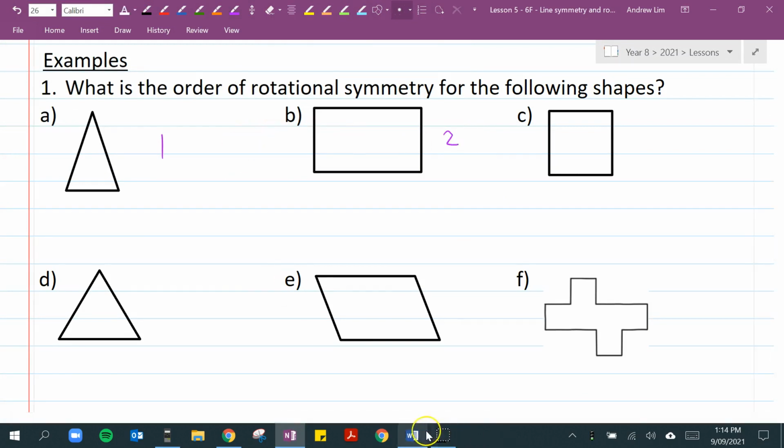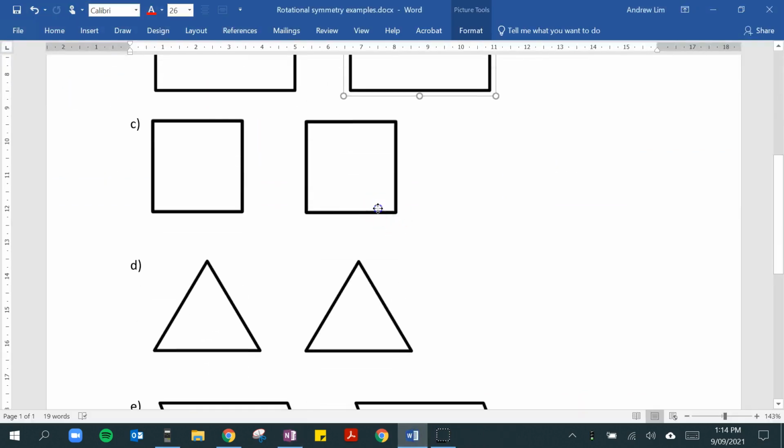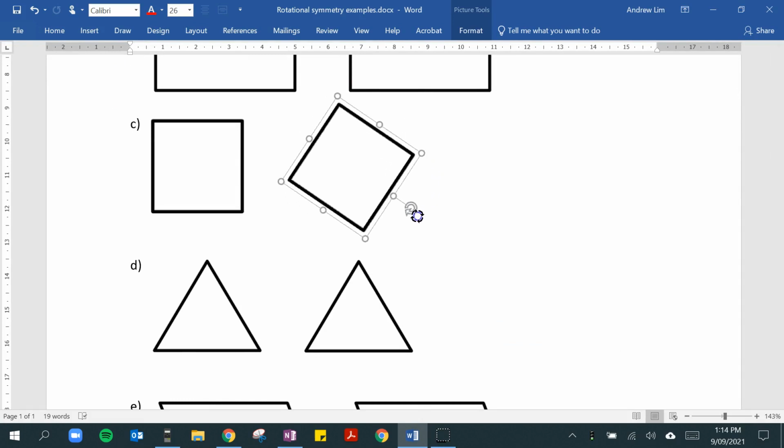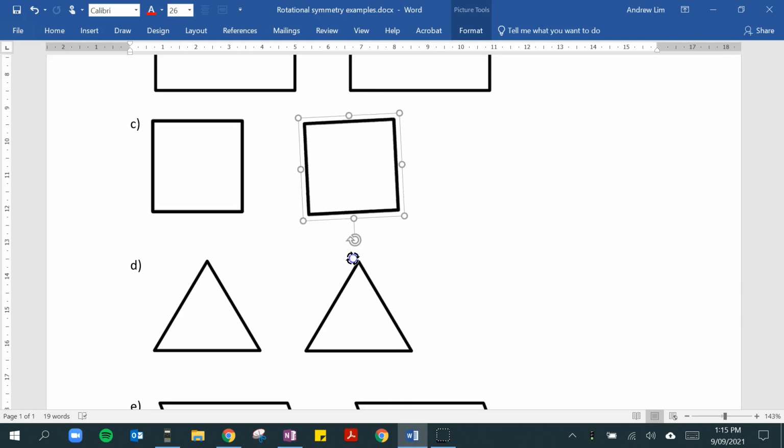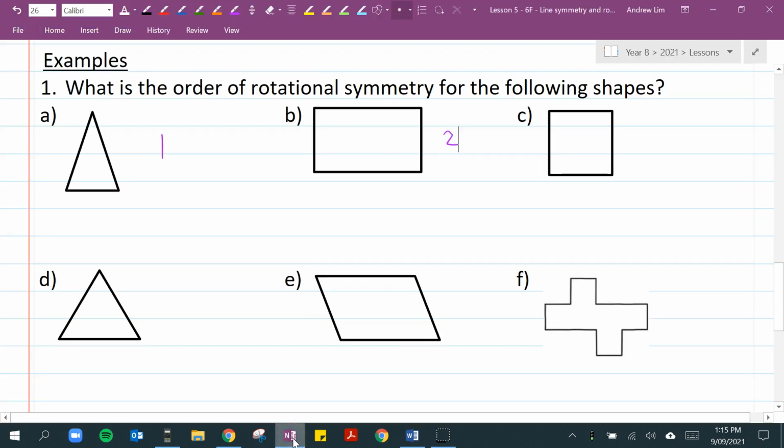Alright, what about the square? Looks different, different, different. Same. That's once. Different, different. Same. That's twice. Different. Same. That's 3 times. Different. 4. 4 times. So a square has order of rotational symmetry of 4.